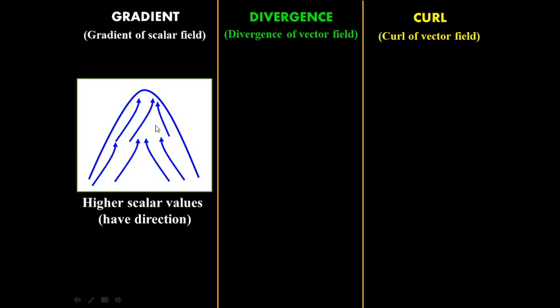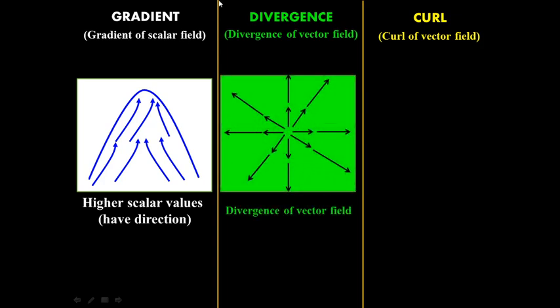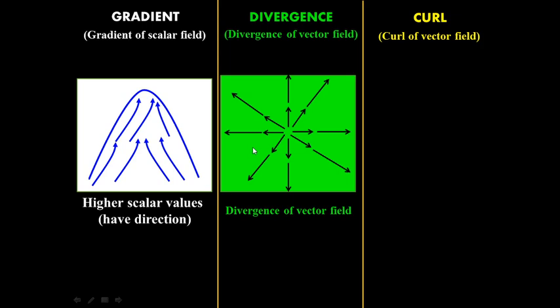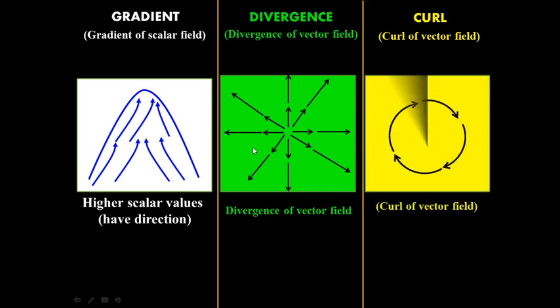For divergence, suppose the field diverges from a point. Suppose here is a point and the field diverges or spreads. So this is the picture of divergence of a vector field: field lines are spread from a point. Curl means the vector field or vectors are rotated or curled. So this is the picture of curl of a vector field.